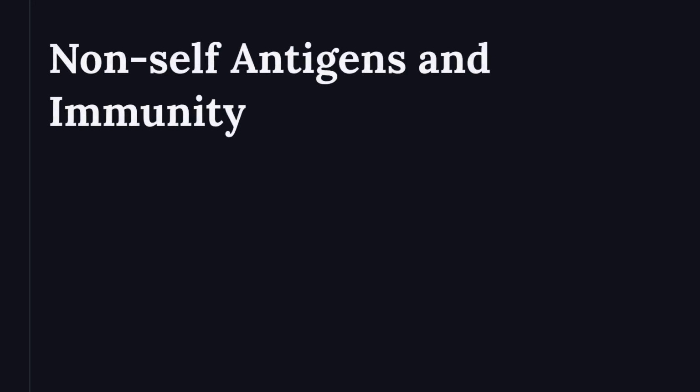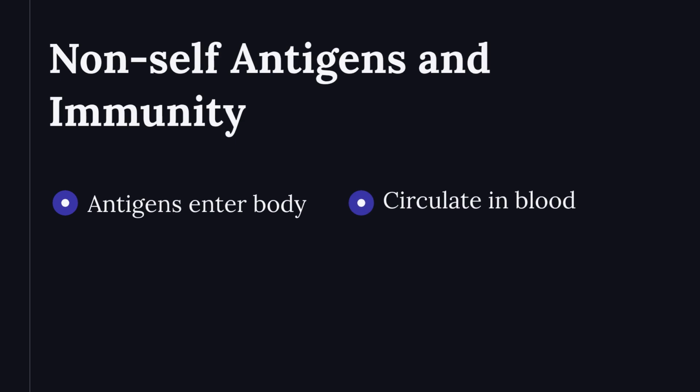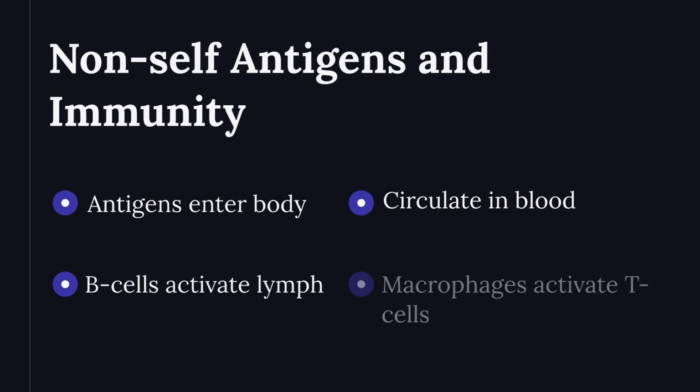Non-self antigens enter and multiply in the body. They circulate via blood and lymph. B cells activate in the lymphatic system. Macrophages present the virus to T cells, activating them. T cells divide into clones with specific roles.